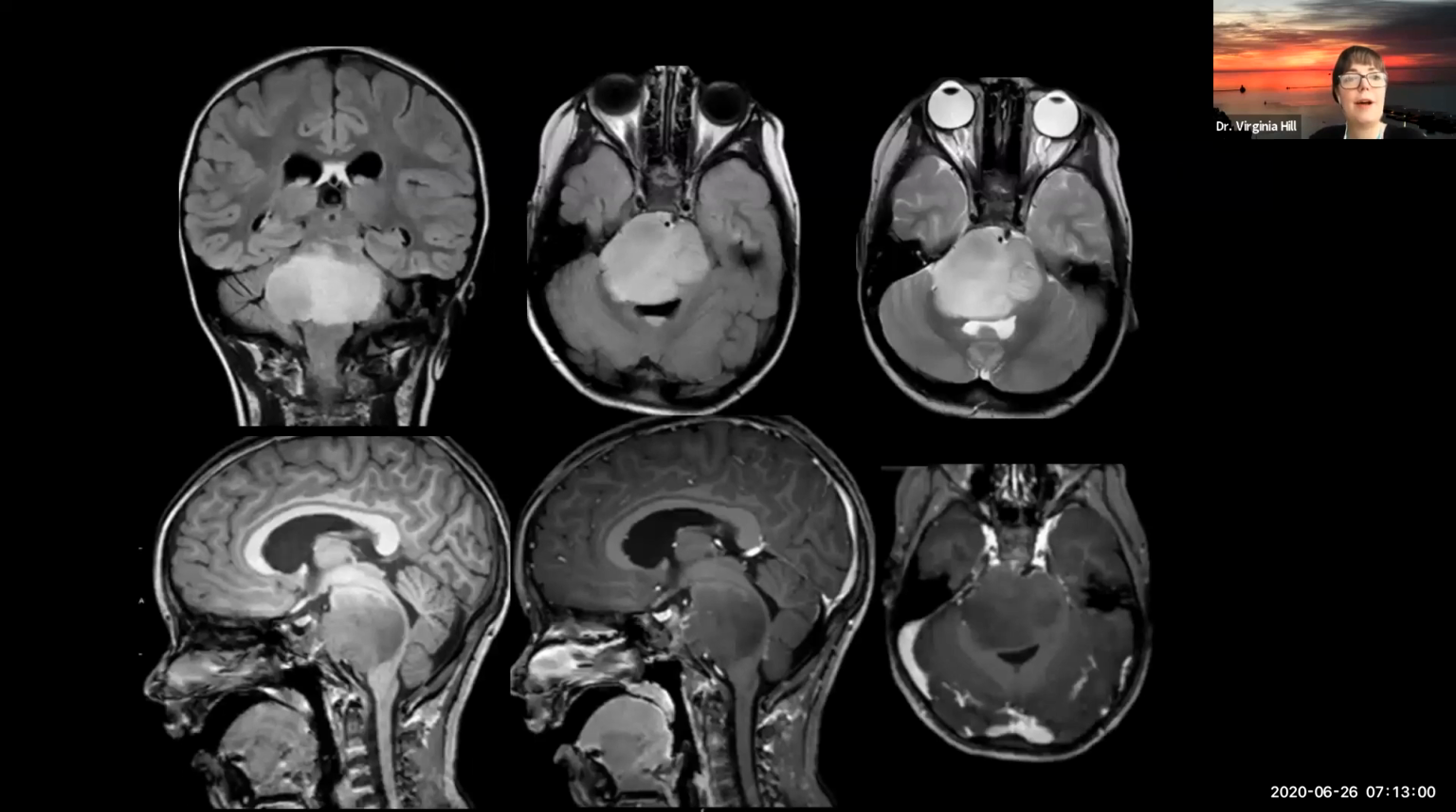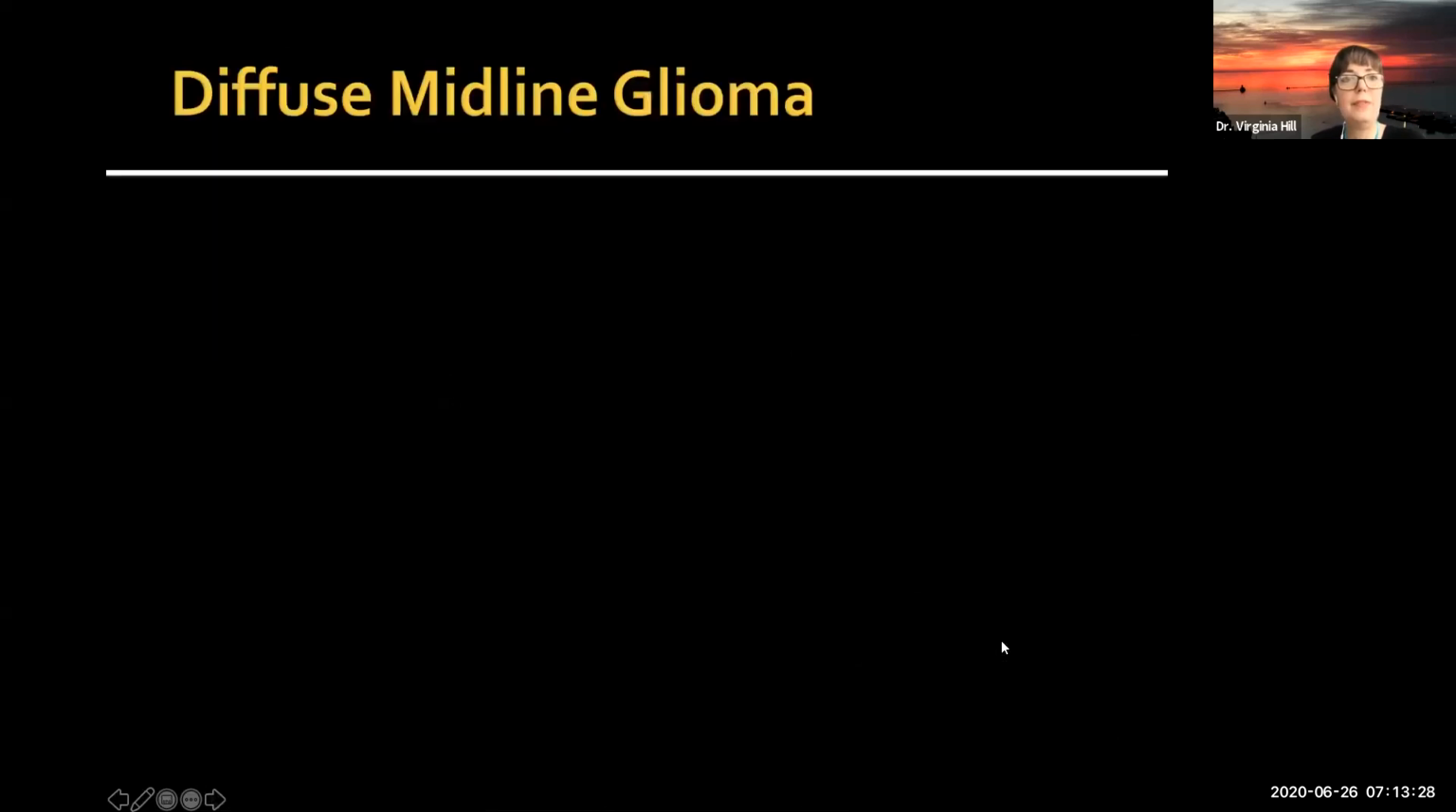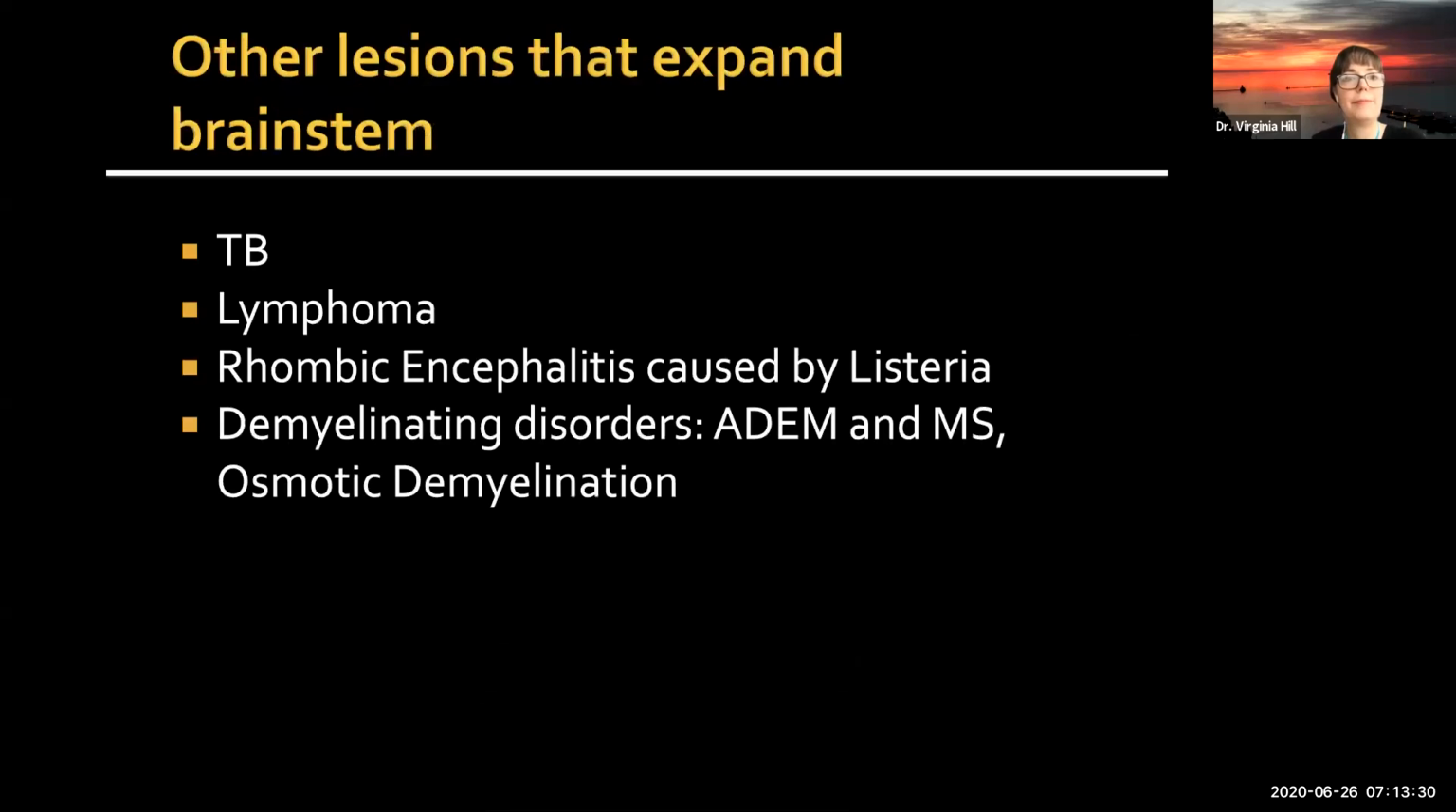So here we have a coronal FLAIR image, an axial FLAIR image, axial T2, sagittal T1 without contrast, sagittal T1 with contrast and fat saturation, and axial T1 with contrast and fat saturation. And we can see that we have this expansile T2 and FLAIR hyperintense mass that is encircling the basilar artery, creating quite a bit of mass effect. It does not have much of any enhancement at all. And this is a diffuse midline glioma.